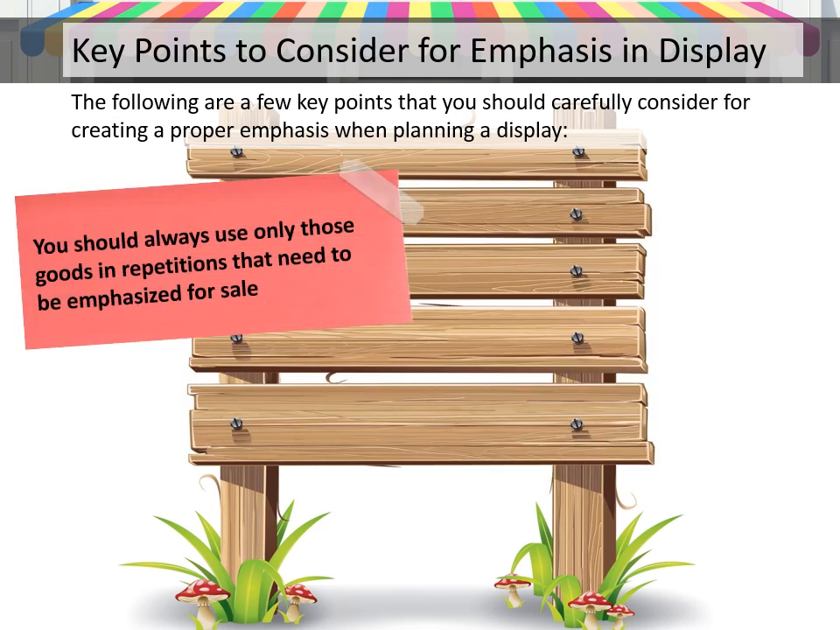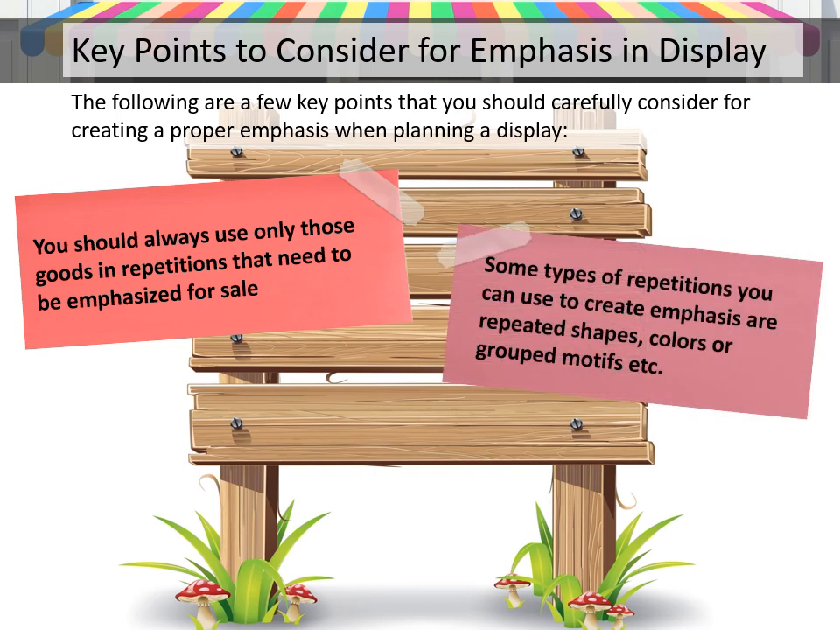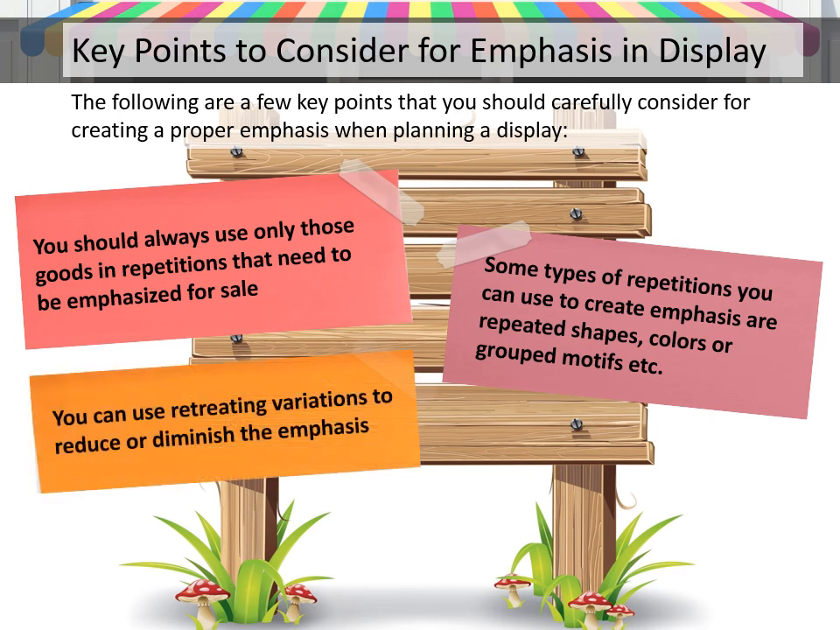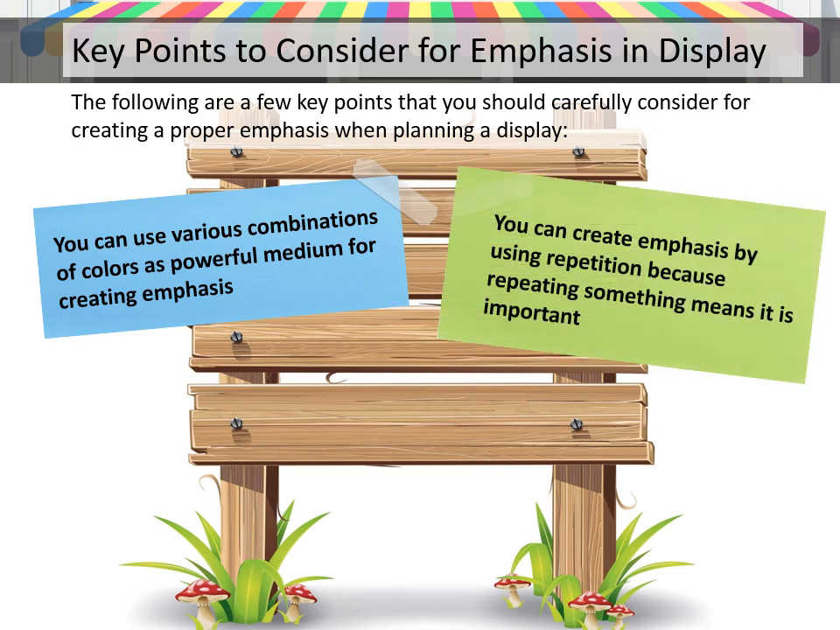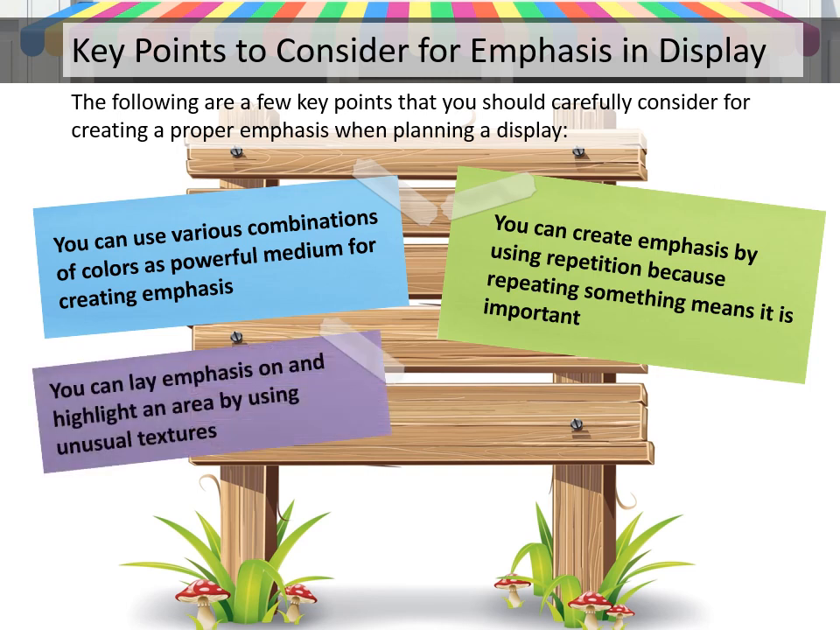You should always use only those goods and repetitions that need to be emphasized for sales. Some types of repetitions you can use to create emphasis are repeated shapes, colors, or grouped motifs, etc. You can use retreating variations to reduce or diminish the emphasis. You can use various combinations of colors as a powerful medium for creating emphasis. Create emphasis by using repetition because repeating something means it's important. Lay emphasis on and highlight an area by using unusual textures.